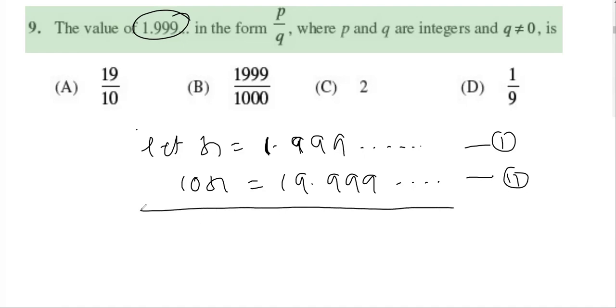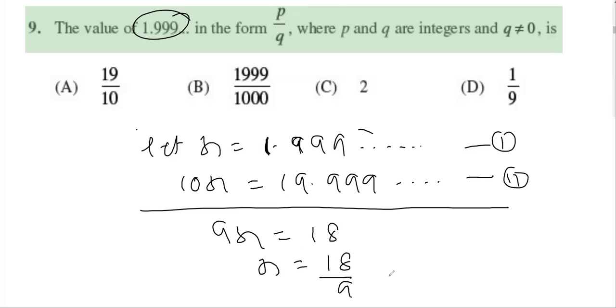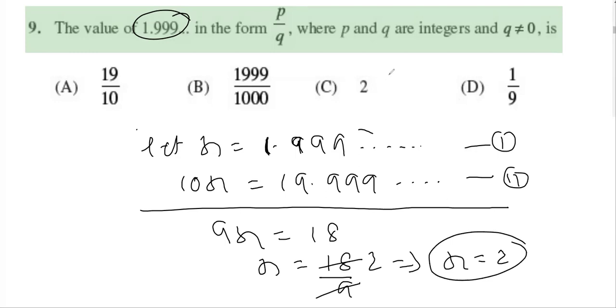Now we'll be subtracting the first from the second. So 10x minus x is 9x. And if I subtract this from this, what we'll get is 19 minus 1, 18, and the rest is 0. So x is equal to 18 over 9. If I reduce it further, we get x is equal to 2. So therefore, x is equal to 2 is the correct option for this question.